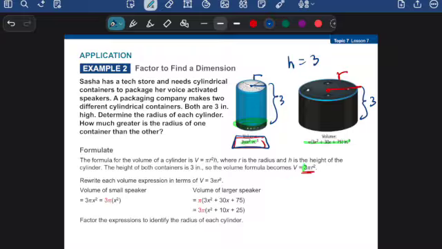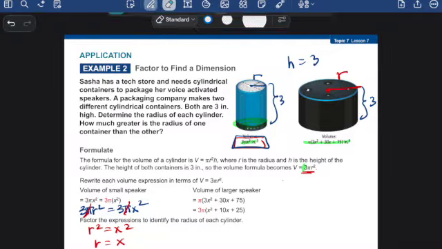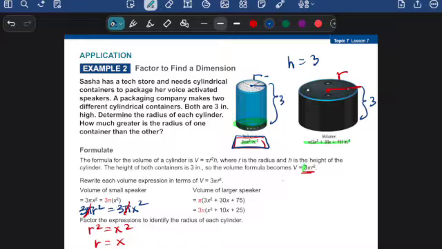So let's set that up. The volume is going to equal whatever they told us the volume is. So the 3 pi's are the same, they'll cancel, and r squared is going to equal x squared. That means r is going to equal x, so the radius is going to be x for this one. For the blue speaker, the radius is going to equal x, whatever x is. Okay, so let's look at the second cylinder.